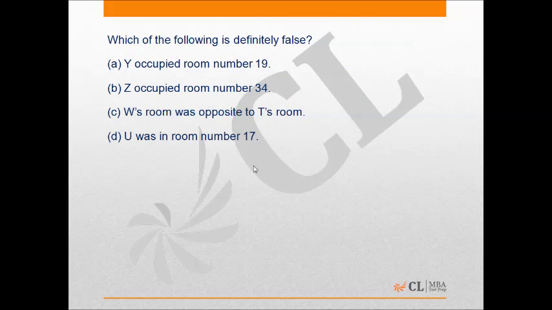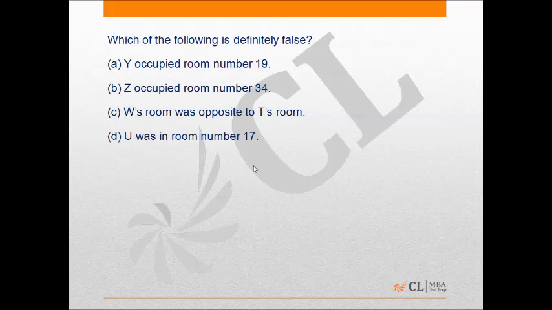Which of the following is definitely false? Y occupied room number 19. Yes, it is possible. If U occupied room number 17, then Y can occupy room number 19. Z occupied room number 34. This is again possible. If U and Y are staying in Riverside, then Z can definitely occupy room number 34.